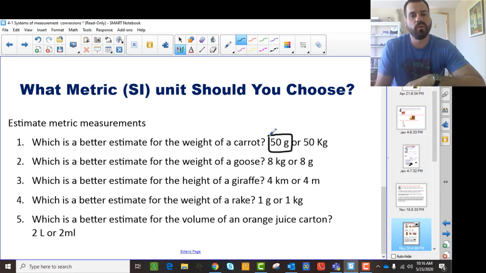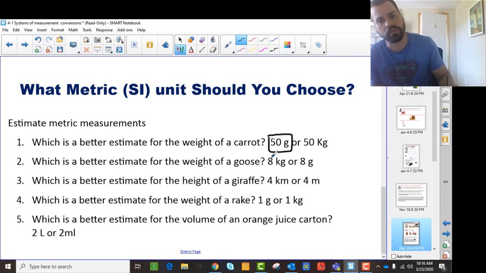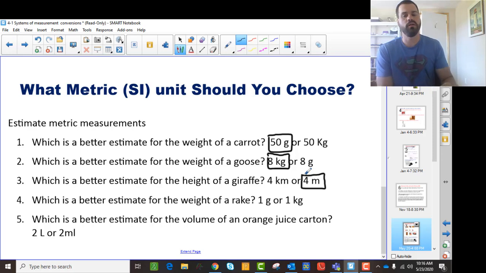So if we think about the weight of a goose, okay, the weight of a goose is probably 8 kilograms, not 8 grams, because 8 grams is a small goose, okay? The height of a giraffe, if you think about kilometers or meters, it's probably more obvious, I think, that that's 4 meters. A giraffe can't be 4 kilometers tall.